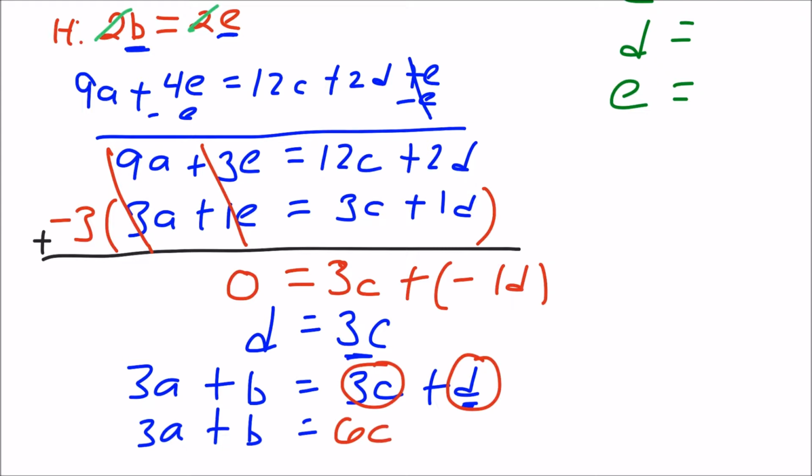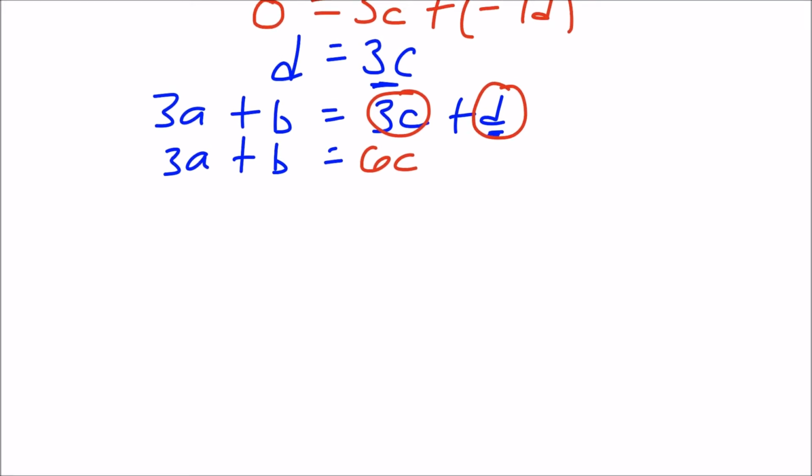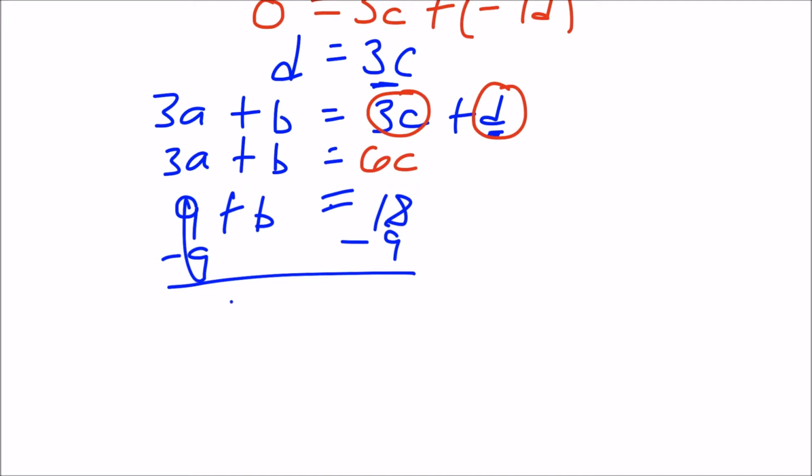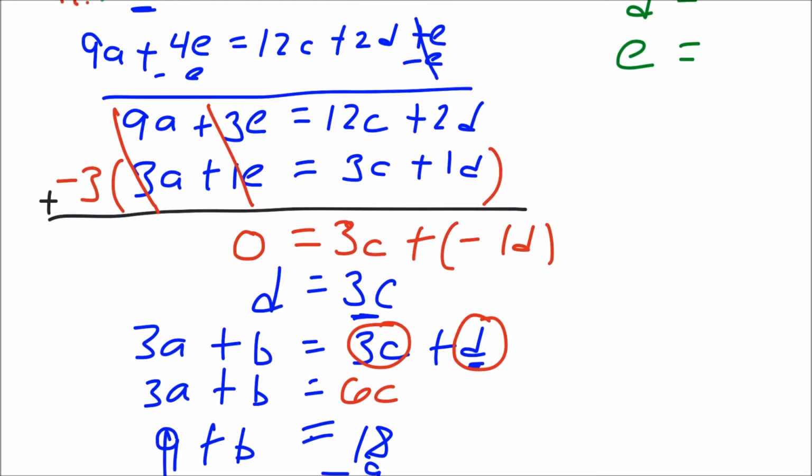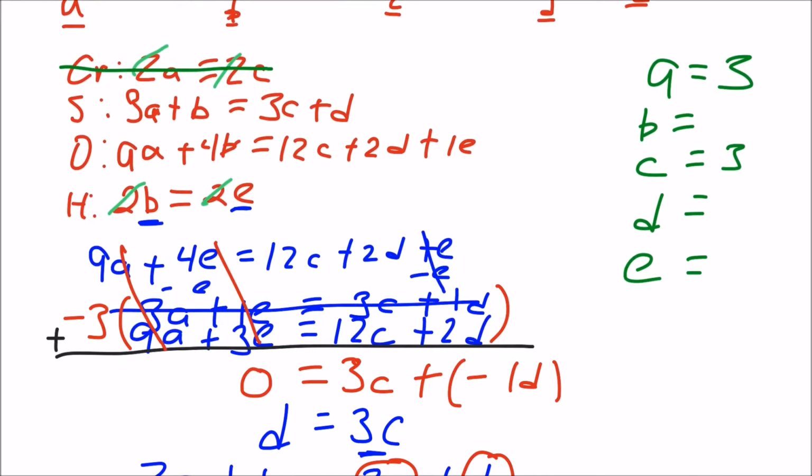So I can go ahead and plug in my numbers. I know that C is really 3, so that's 6 times 3, so that's 18 on this side. And A is also 3, so 3 times 3 is 9, so I have 9 plus B equals 18, so I can go ahead and subtract 9 from both sides, which means that B is 9. Okay, so that's good. We've gotten closer now. B is equal to 9.